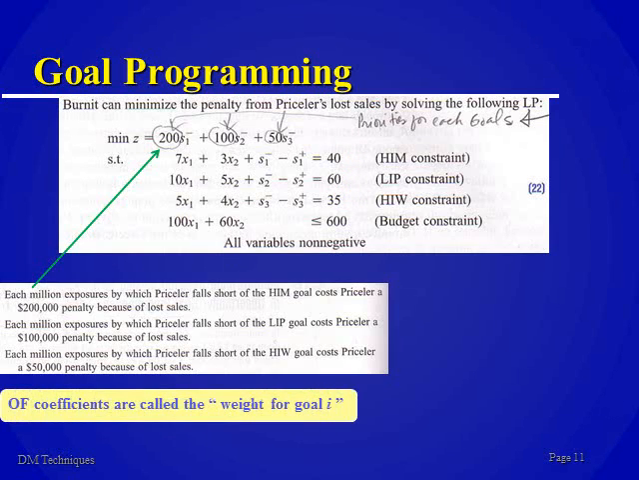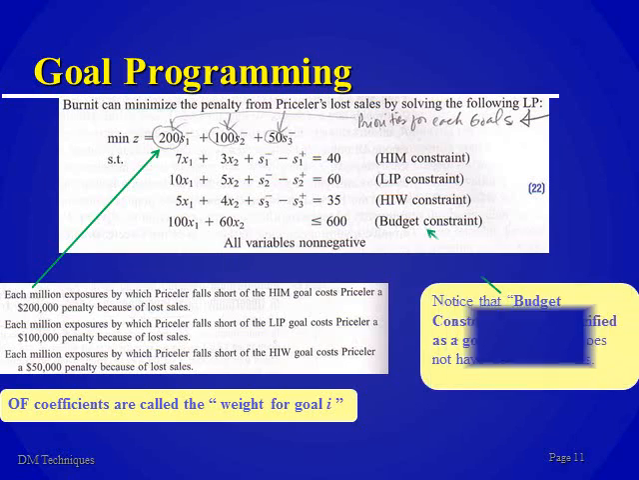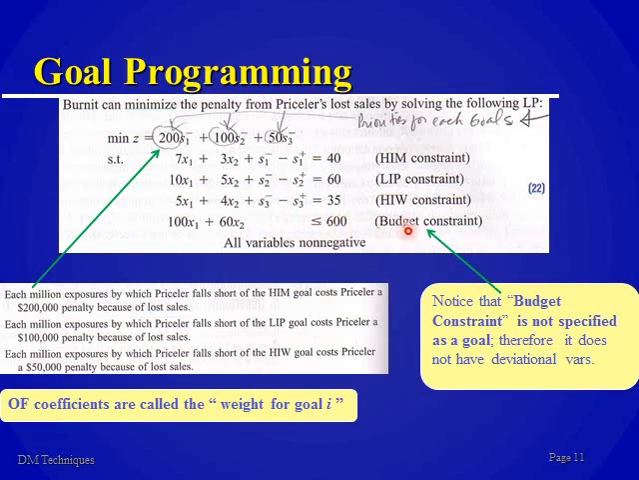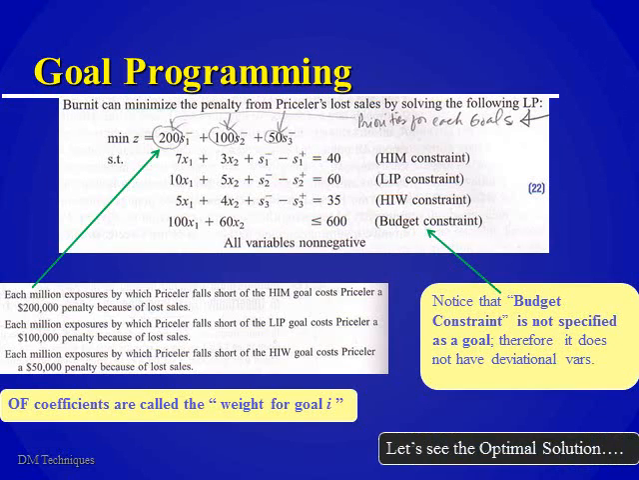These objective function coefficients are also called the weights for each goal, and they represent priorities for each of the goals. Notice that the budget constraint is not specified as a goal. That's why you don't see deviational variables in here. It was specified as a hard constraint. So let's see the optimal solution for this problem.